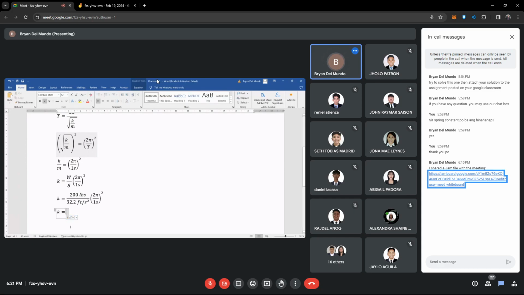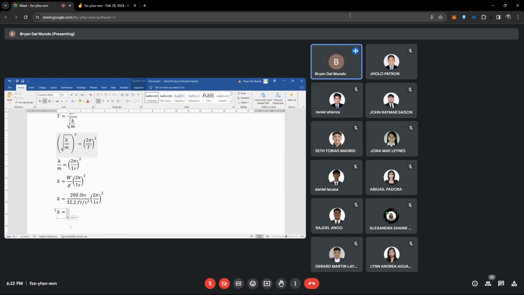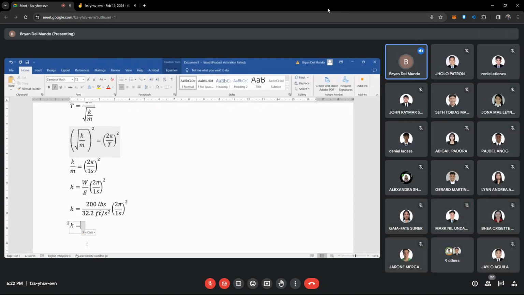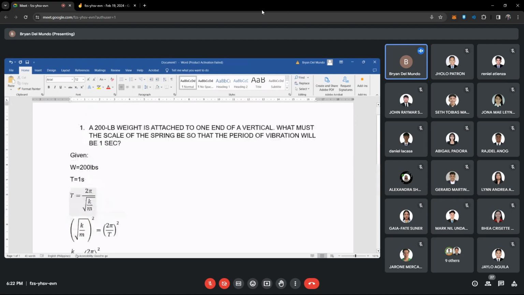So what's the value of our k? 200 over 32.2 times 2 pi squared. So the value of our k is 245.21 pounds per feet. So this is our final answer. So nagets pa?